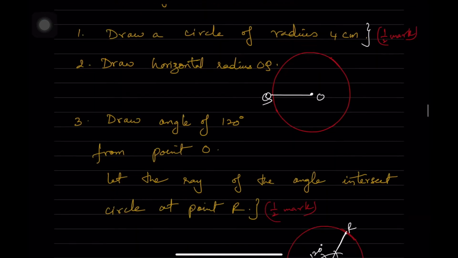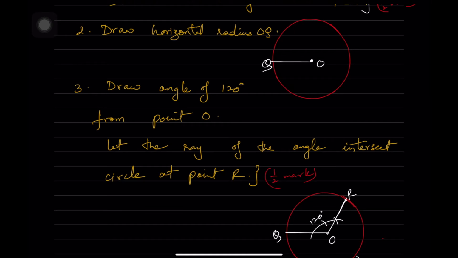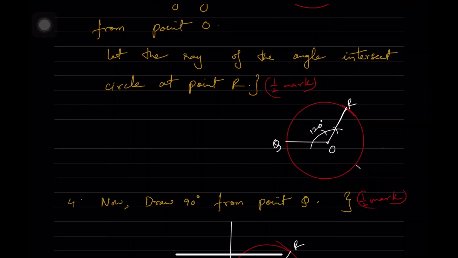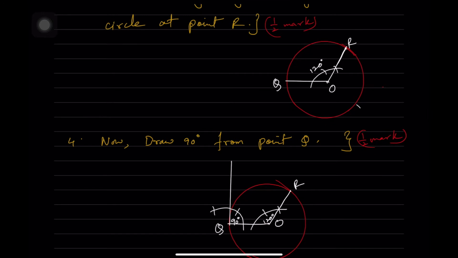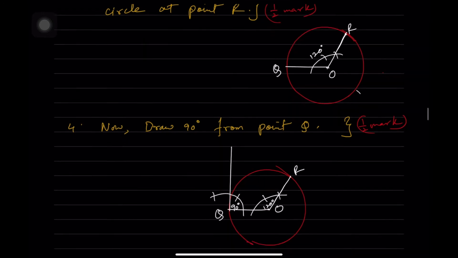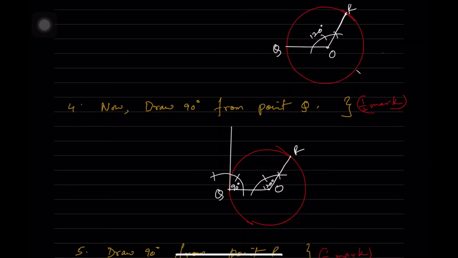Then draw an angle of 120 degrees from point O. Let the ray of the angle intersect the circle at the point R. So now the ray is intersecting at the point R over here. Therefore you have to draw an arc of 120 degrees. Then draw 90 degrees from the point Q. After that, you can see the construction. You can take here 90 degrees, draw an arc.